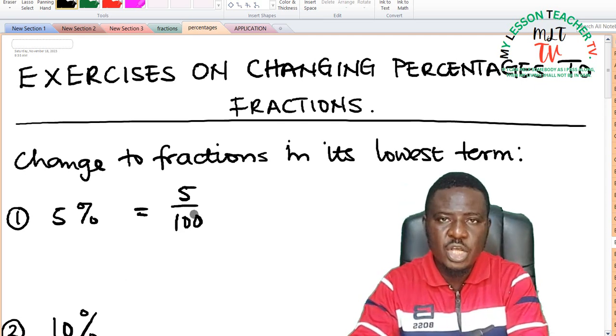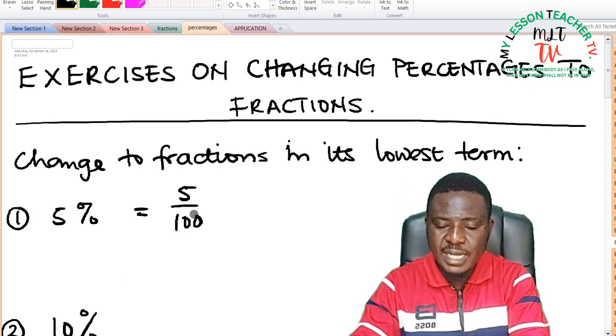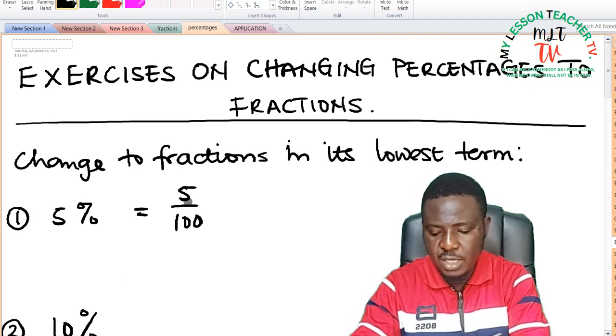Once you have gotten to this stage, you then look for a factor that can divide 5 and 100. For you know that 5 can divide both itself and 100.